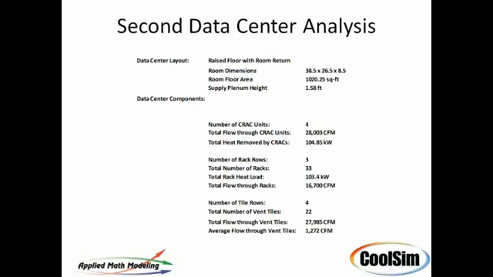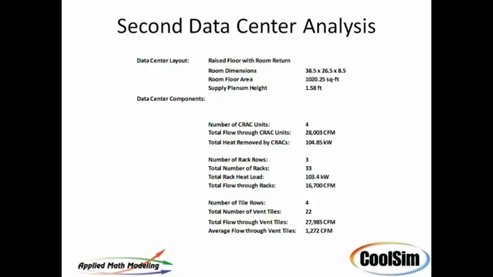So, very good point. Let's take a look at our next data center. This one is a similar situation, only 1,000 square feet in this case. Supply plenum 1.6 feet. Number of CRAC units 4. This is a little heavier in terms of load, 100 kilowatts, roughly 104, 105. Flow rate through racks 16,700. Flow rates through vent tiles 28,000 CFM.